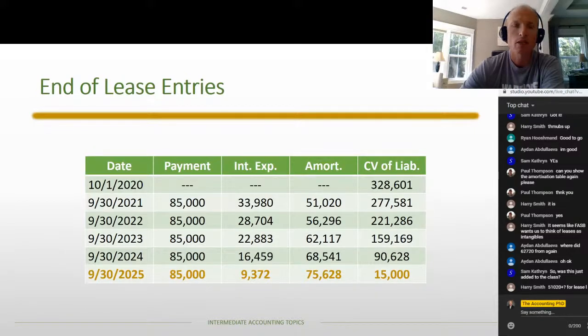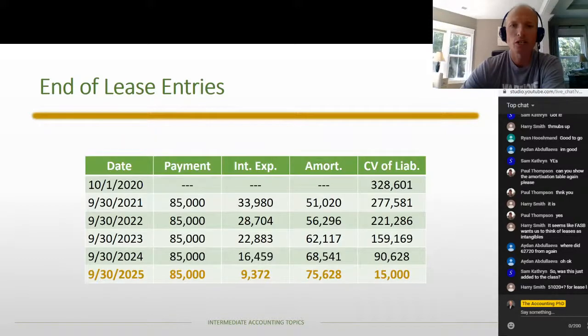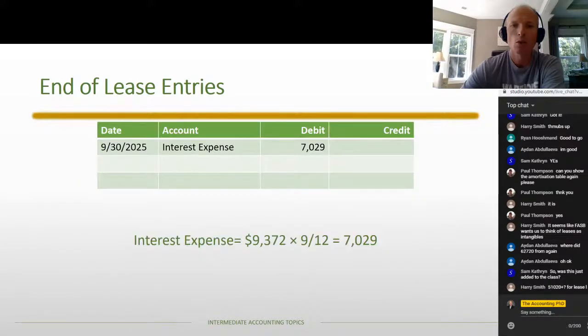Now let's go all the way to the end of the lease. So on 9/30/2025, there would be a remaining amount of interest expense to accrue. And so we can see that the interest expense for the 12 months ending September 30th, 2025 would be $9,372. We would have previously accrued 3 months of that interest expense, and so that means the remaining interest expense would be 9/12 of the full year's amount for $7,029.